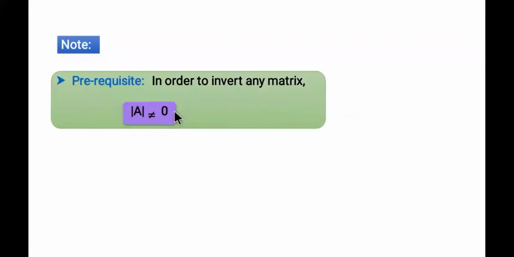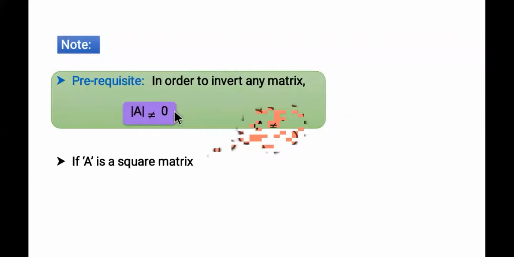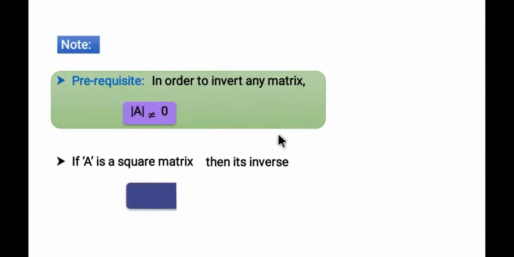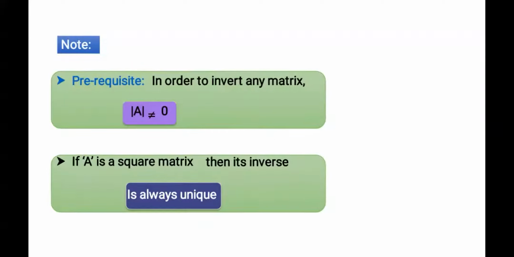The next note to keep in mind is, if A is a square matrix and the determinant of A is not equal to 0, then its inverse, that is the matrix B which you will get, will be unique. There will not be 2 or 3 inverses.